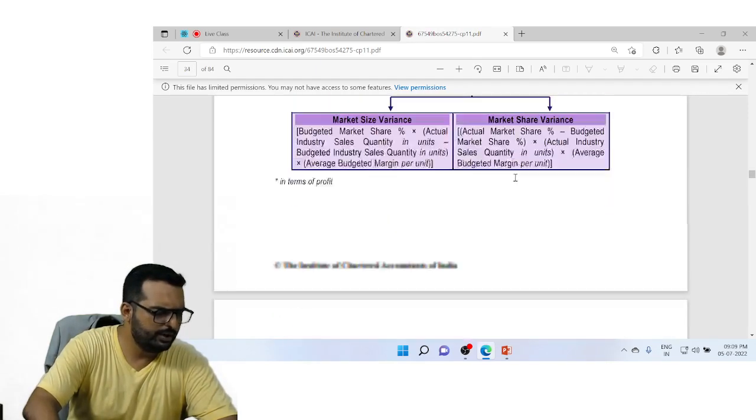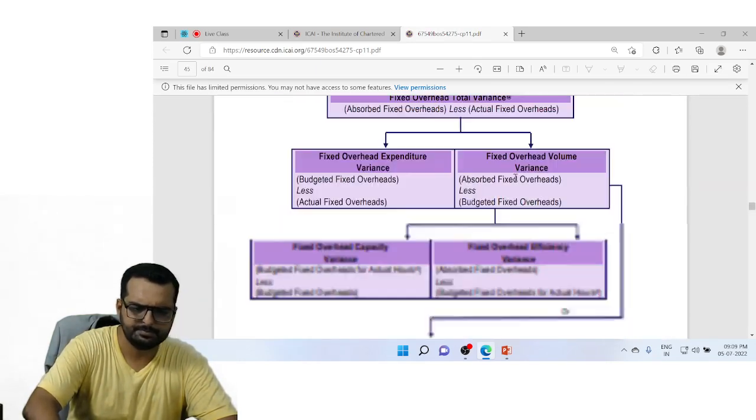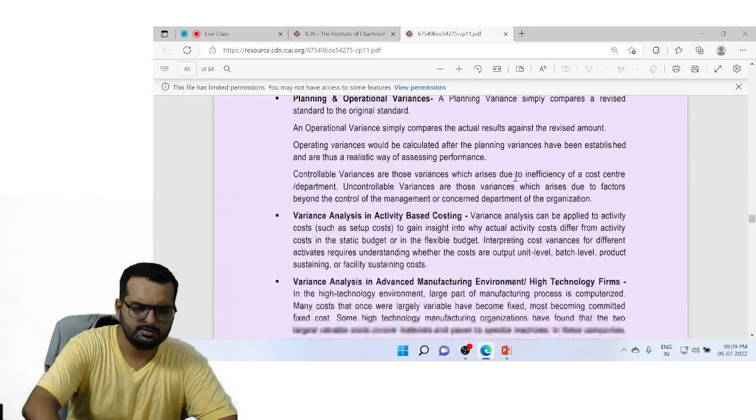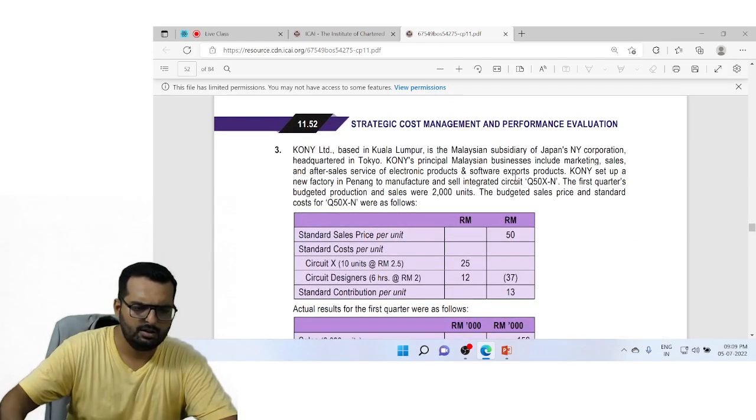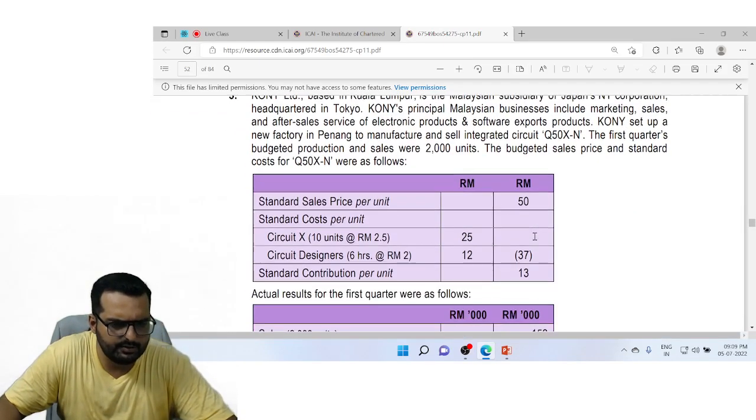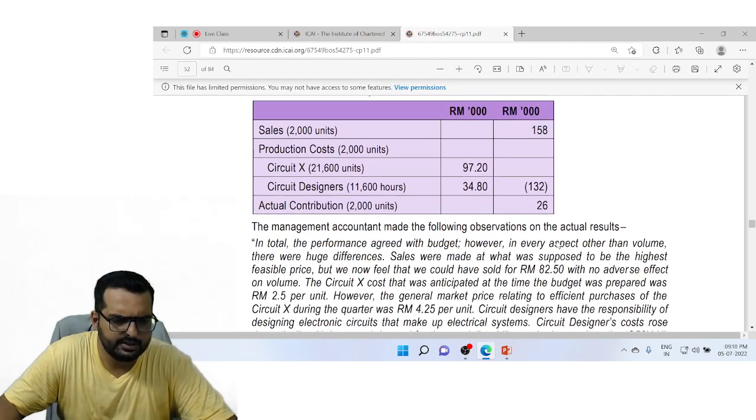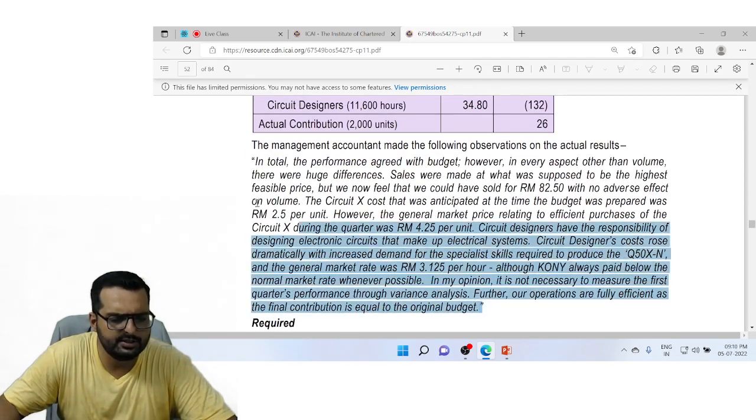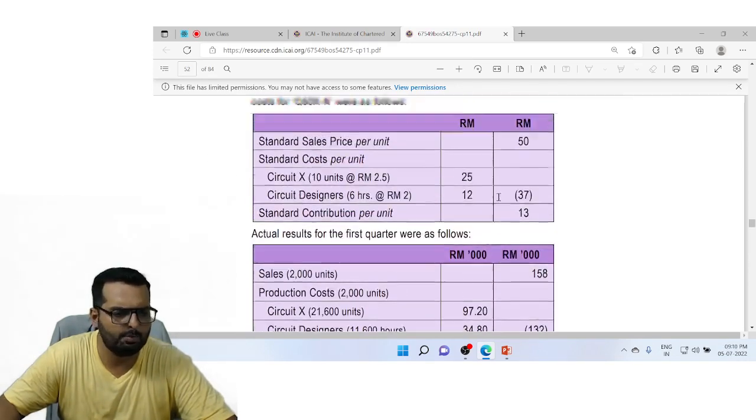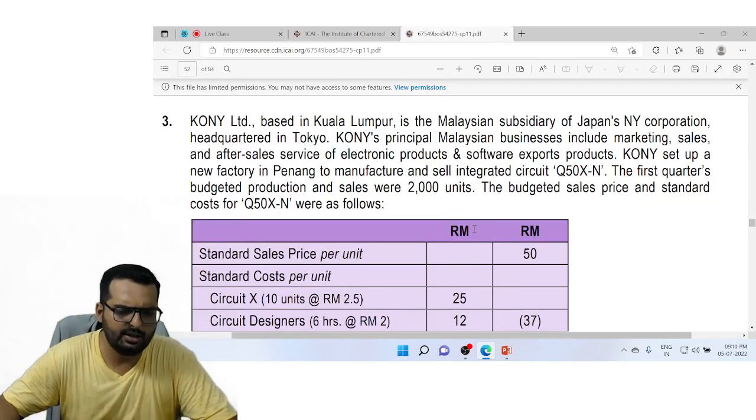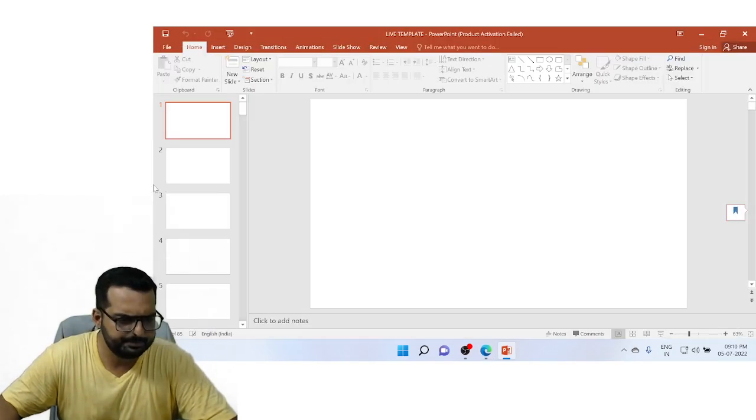I gave you a homework. Did you do the homework? I think 3 is the next question that we are supposed to do now, right? 3 is a problem on reconciliation, at the same time planning and operational variance. Let's write down the basic data together.